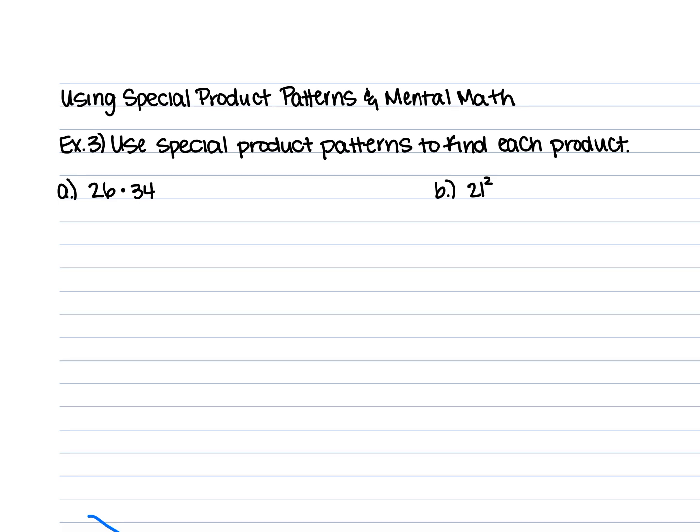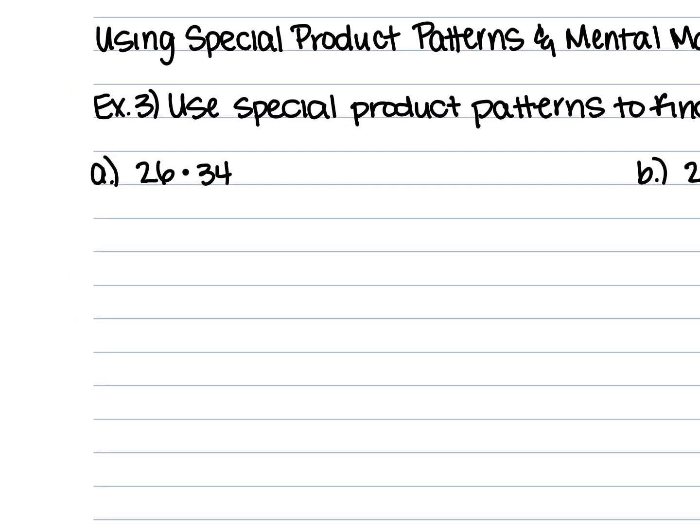For letter A, do you guys agree if we were to multiply 26 by 34, normally we would just write 26 times 34 like this, and you would multiply it out? Let's do it, and then I'll show you the shortcut. So what's 4 times 6? 24, bring up the 2. 2 times 4 plus 2, 10. So bring down a 0 and a 1.